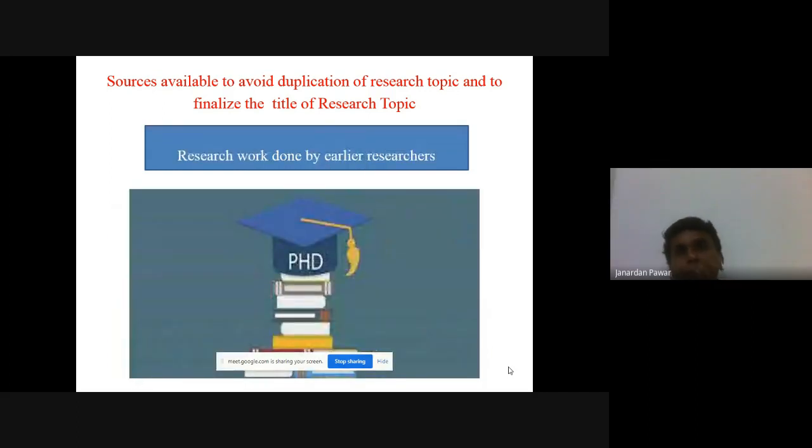Then sources available to avoid duplication of research topic and to finalize the title of research topic. So there is one more way to find out. You can find out by going through the research work done by the PhD holders, and you can do it by yourself by sitting at home also. Ask your friends. You can see your library also, college library also. You can visit n number of libraries also to find out this. And this way you can find out whether the topic is original or not.